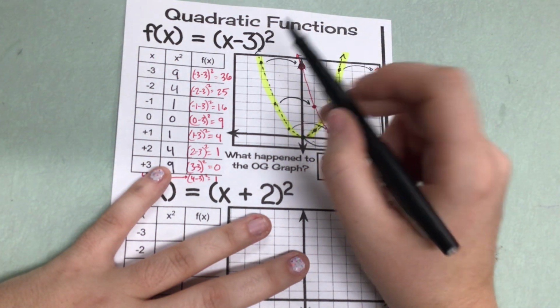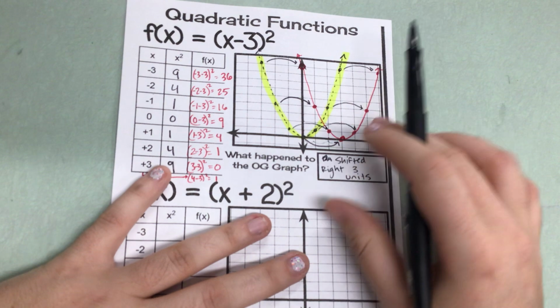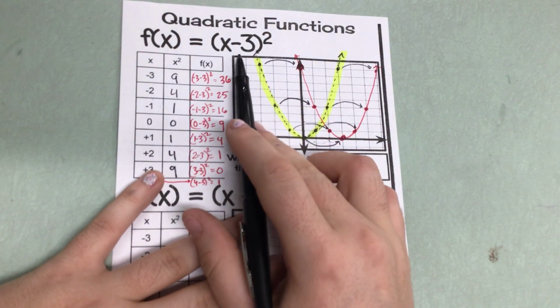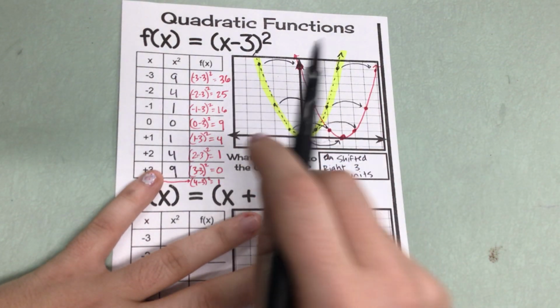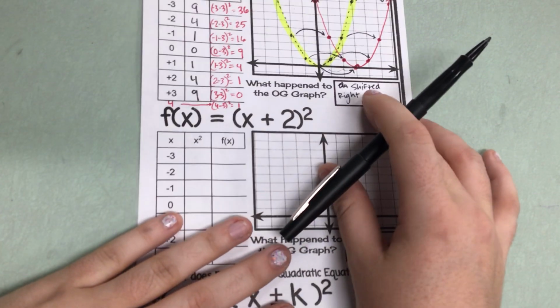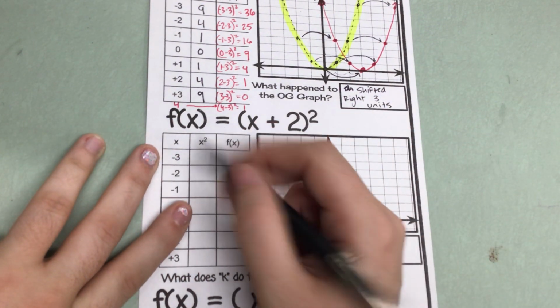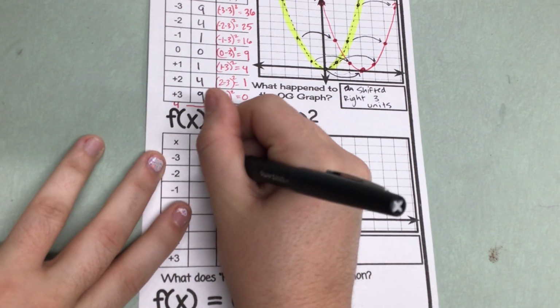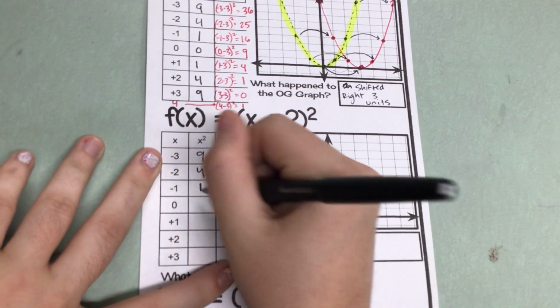And that makes sense because that's what happened in our equations, subtracting 3. It seems like subtracting 3 would move to the left, but in this case, it's going to move to the right. It's a little bit opposite from what you would think. All right, next one. Let's put in our parent function. Negative 3 squared is 9, negative 2 squared is 4, and so on.